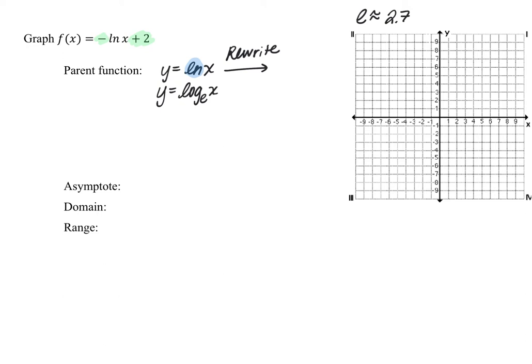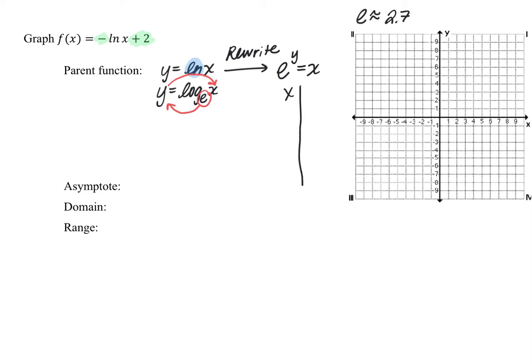Therefore, if we're going to rewrite this in exponential form, remember we start with the base and then we loop around the equal sign. So e raised to the y power is equal to x. The exponential form is e to the y power is equal to x. E to the y equals x. That's what we're going to try to graph.